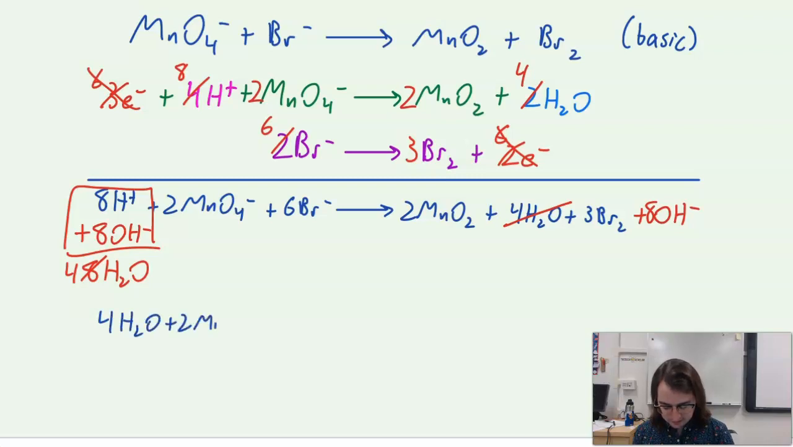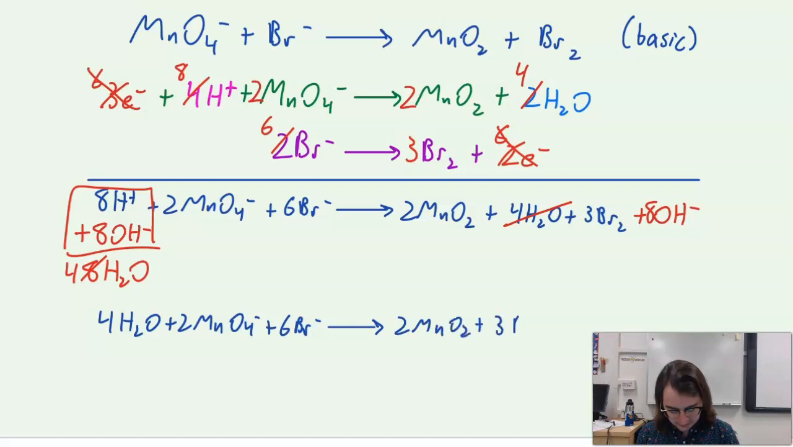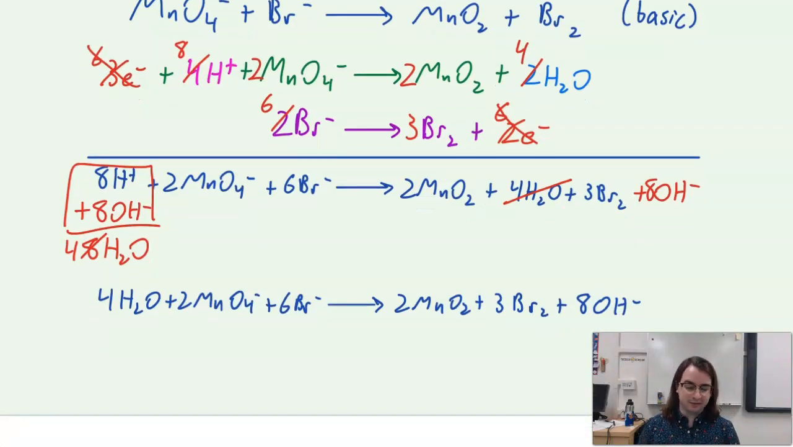H2O plus 2MnO4 plus 6Br minus and 2MnO2 plus no more water on this side, it's gone. But there is the OH minus. And see, we have now taken our solution, and it used to be acidic, now it is quite basic. So that's it, that's all we have to do. If it's basic, we just add OH minuses until the H pluses go away, and then cancel out the waters.